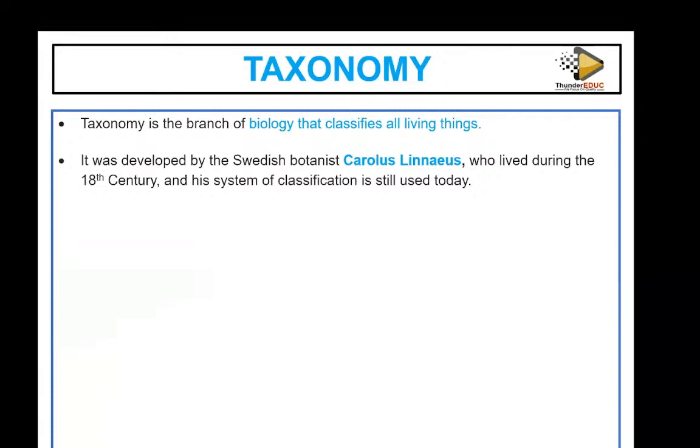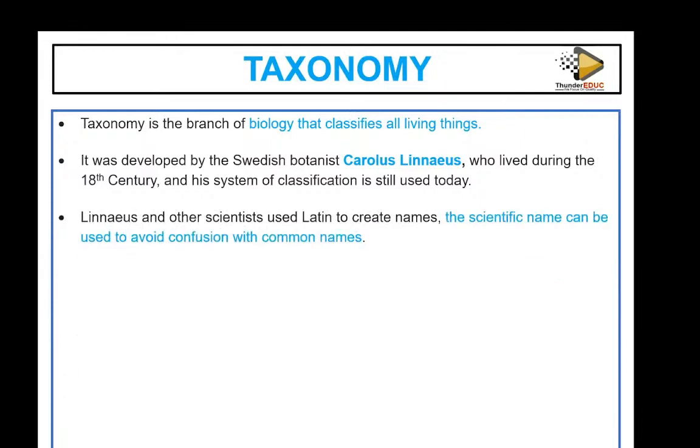And why the binomial? And why do we use this system of classification? Why do we need to classify organisms? We say that we classify the organisms so that it makes it easier to know about these organisms, and we put them in their categories. But now a question. Why do scientists classify these organisms? Why do they give them scientific names? So Linnaeus and other scientists use Latin to create the names. So the scientific names can be used to avoid confusion with the common name.